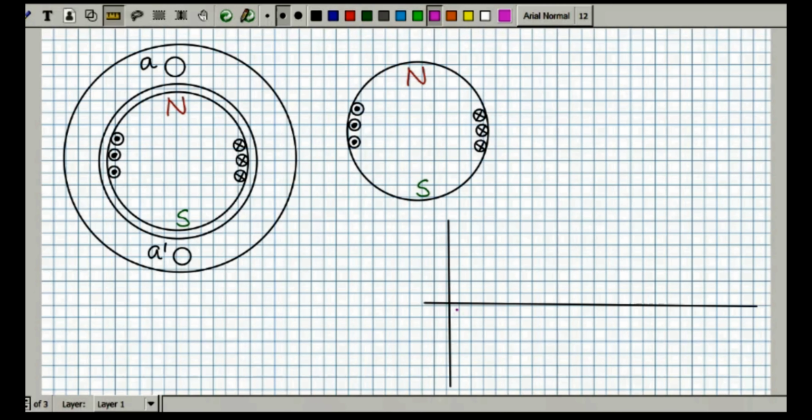Let's say this is 1, 2, 3, 4, 5, 6. One, two, three, four.